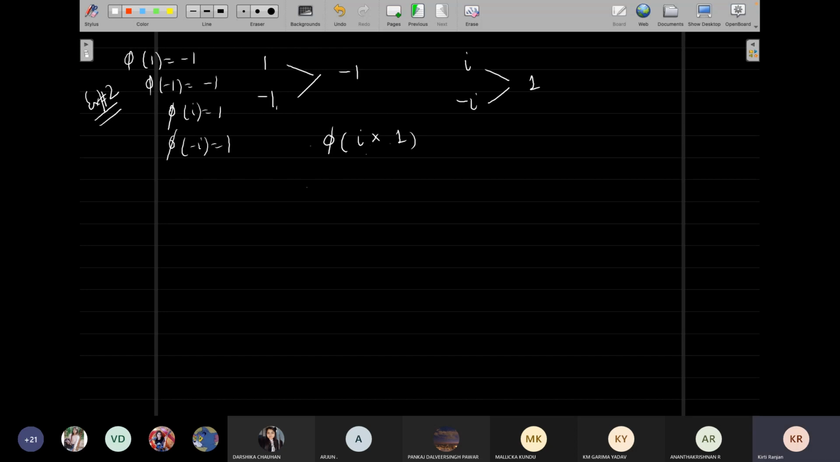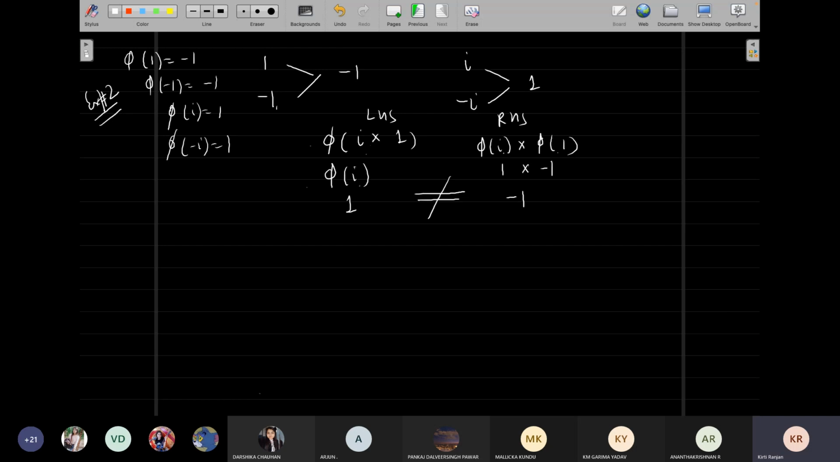So what will be phi(i cross 1), the LHS? Let's just see. Phi(i) is equal to what? Look into this mapping: 1. So let's do the RHS also. Phi(i) cross phi(1). What is phi(i)? 1. What is phi(1)? Minus 1. What will be the result? Minus 1. So even for a single element, if the LHS is not equal to the RHS, you do not have a group homomorphism.